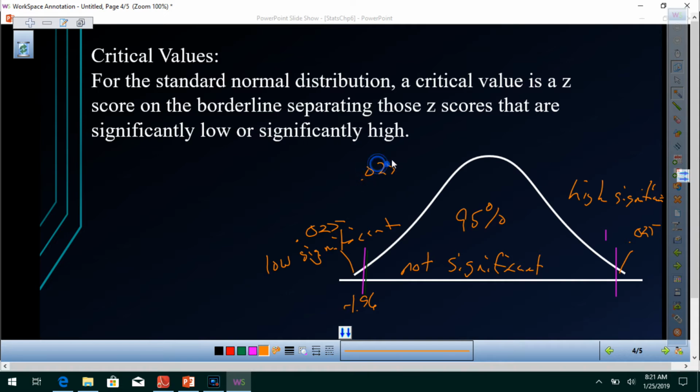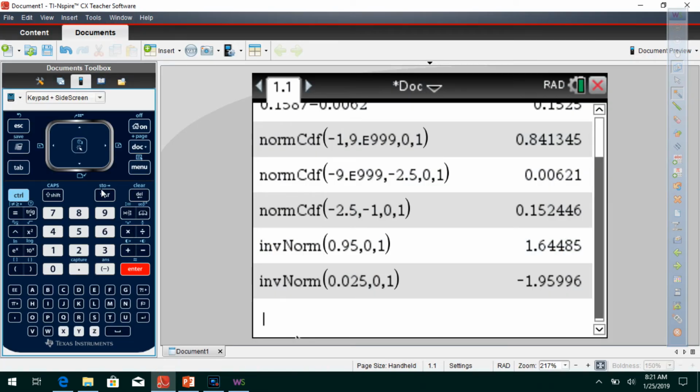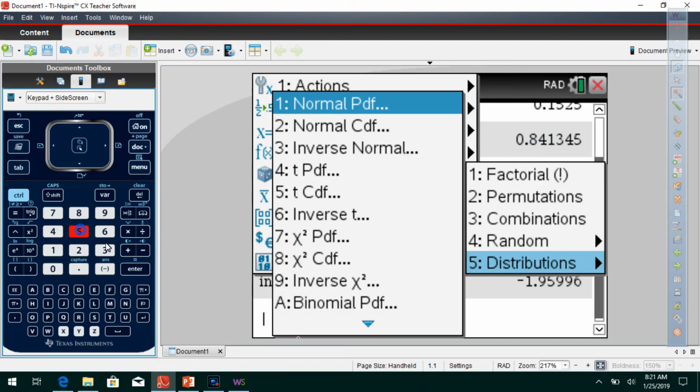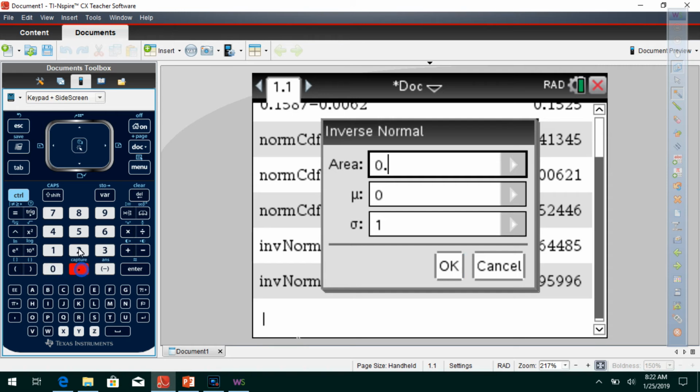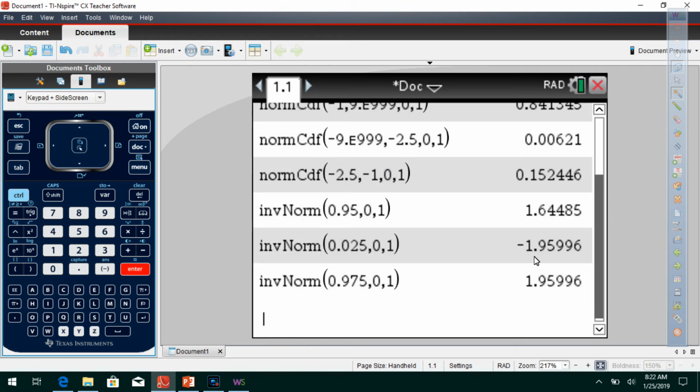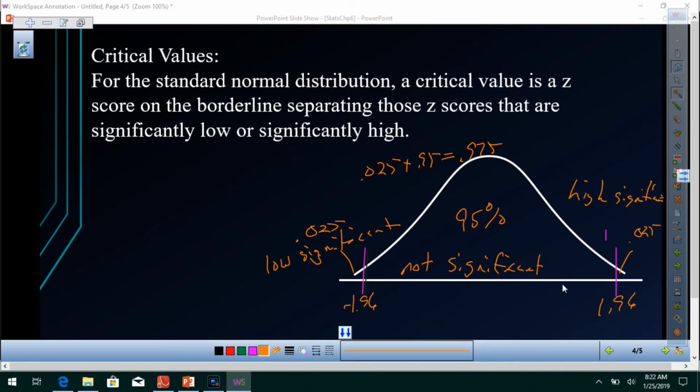So 0.025 plus 0.95 equals 0.975. Now, here's the really cool thing. Remember, this thing is symmetric. So this side over here is a mirror opposite of that. If that's negative 1.96, this should be 1.96. Let's try that. Menu 5 5 3, 0.975, and let's see what we got. 1.95996. So 1.96.